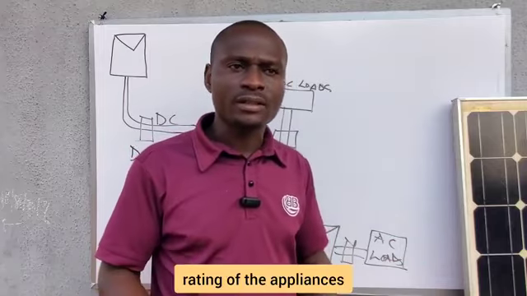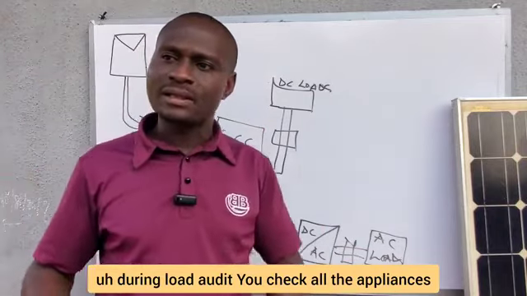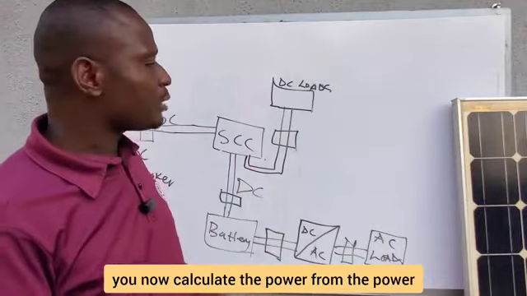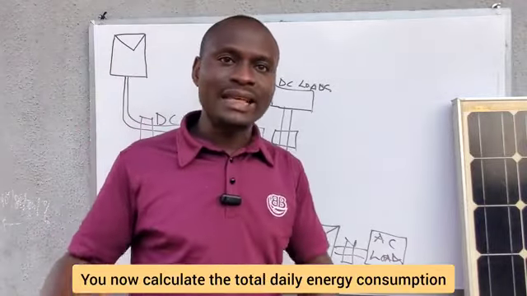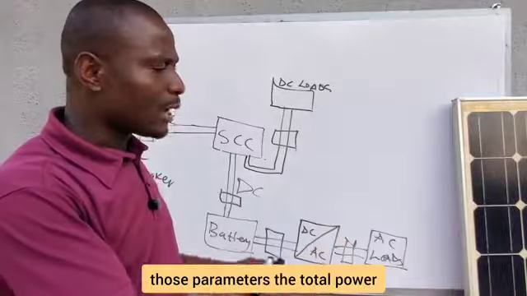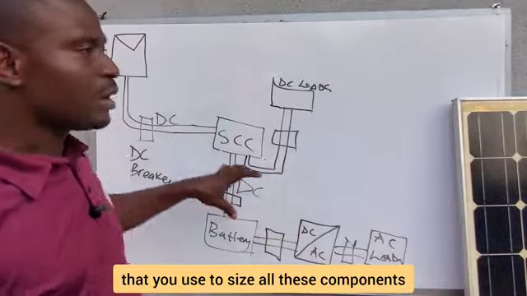So once you know the power rating of the appliances, during the load audit, you check all the appliances that the person wants to use on solar. Then you calculate the power. From the power, you calculate the total daily energy consumption that the client will be using. It is from those parameters, the total power and the total daily energy consumption, that you size all these components.